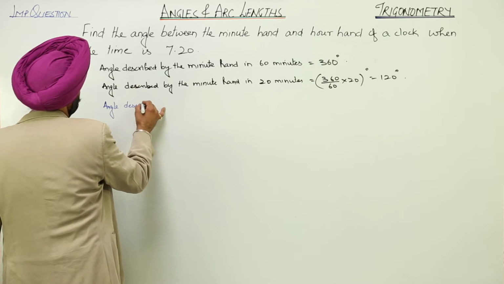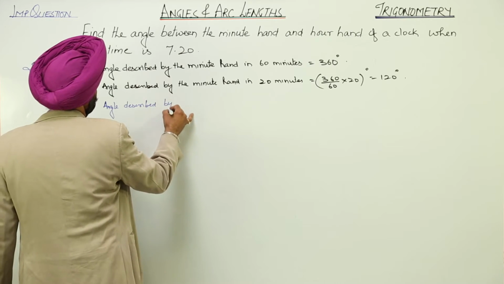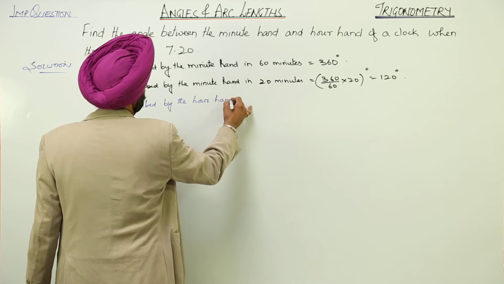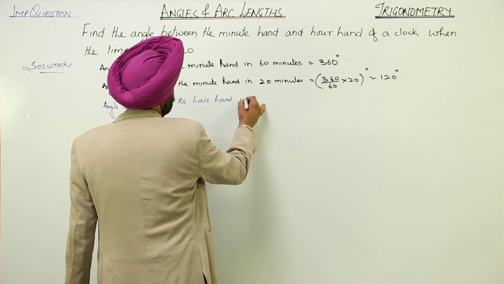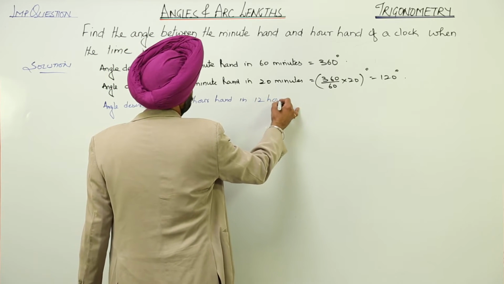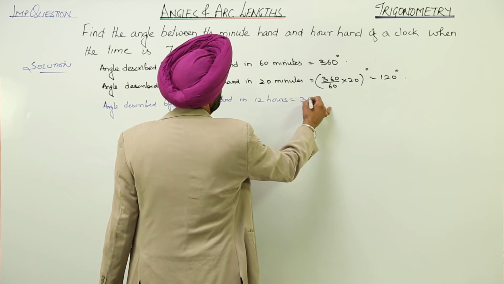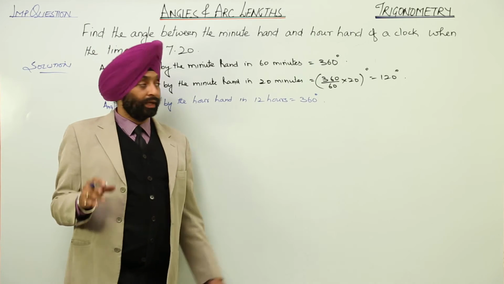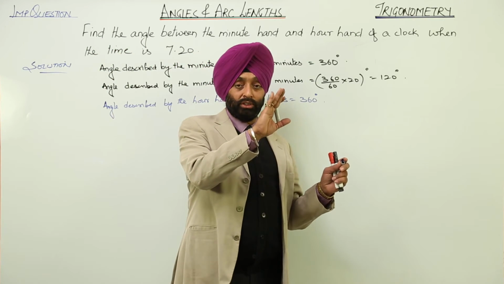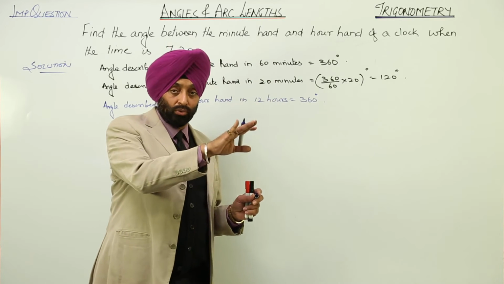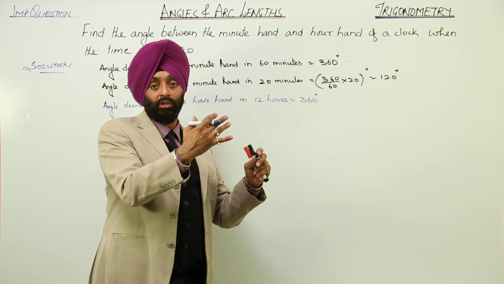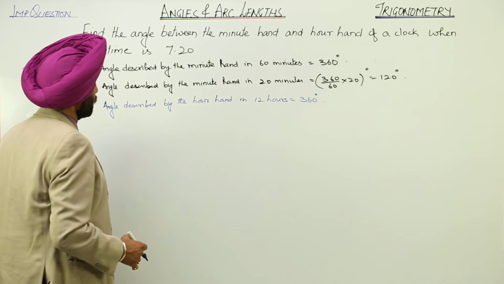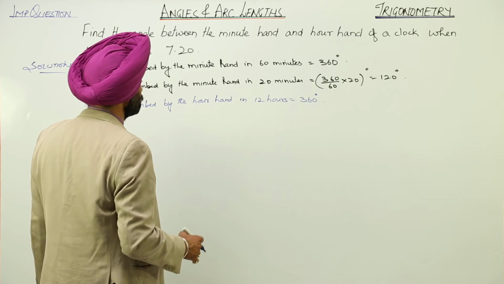Now angle described by the hour hand in 12 hours is equal to 360 degree. Now 12 hours, because the hour hand of the watch first goes to 1, then 2, then 3, then 1 complete revolution for the hour hand is in 12 hours. So angle described by the hour hand in 12 hours is equal to 360 degree.